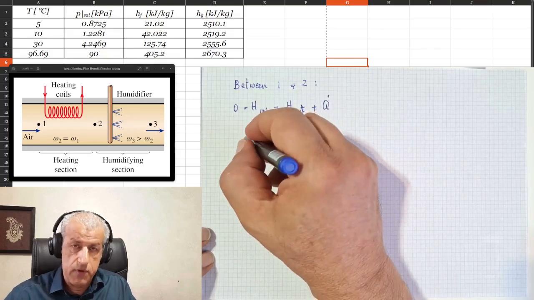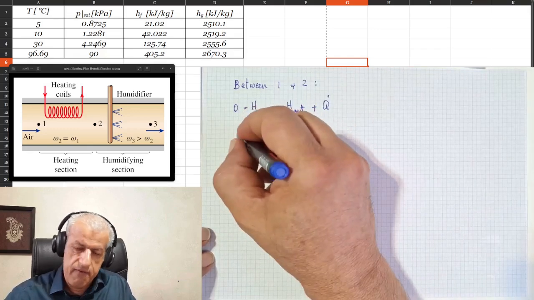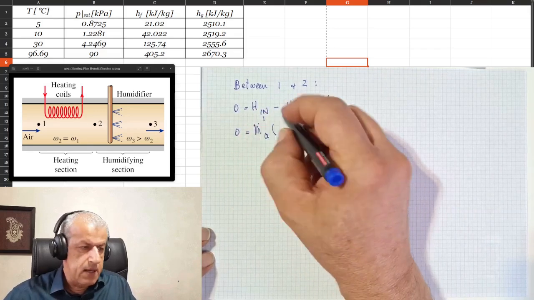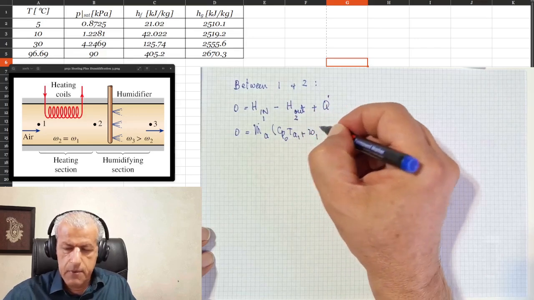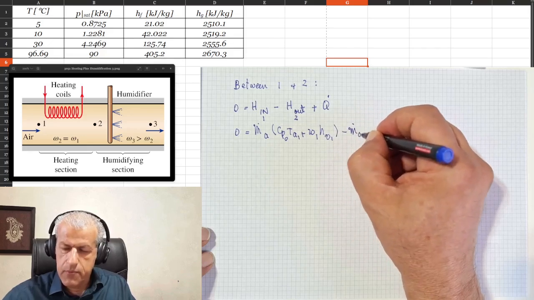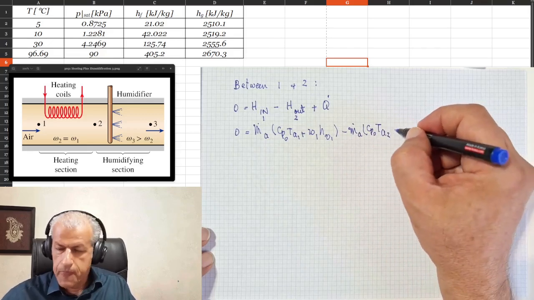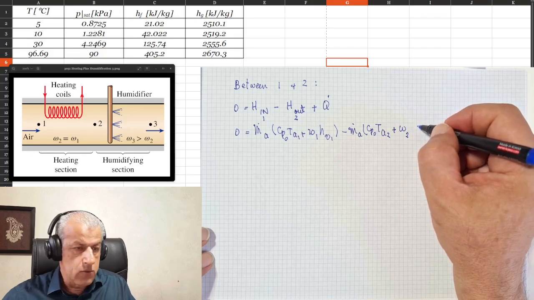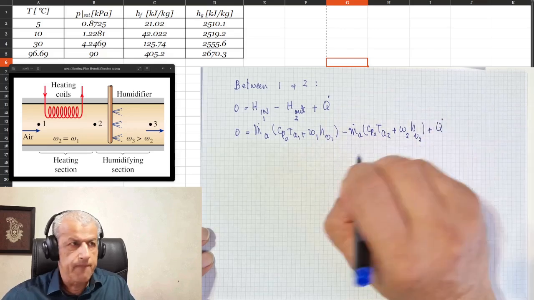And expanding this for the air conditioning sort of problems, for the mixture of air and water vapor, that would be 0 equals m dot A times Cp0 Ta at point 1 plus W1 times HV1 minus m dot A times Cp0 Ta2 plus W2, and I'm writing all this between points 1 and 2, times HV2 and plus Q dot.